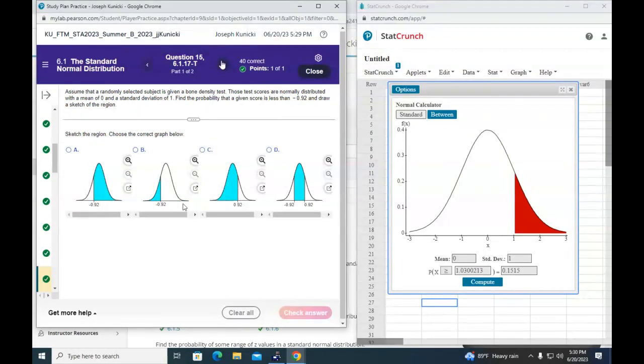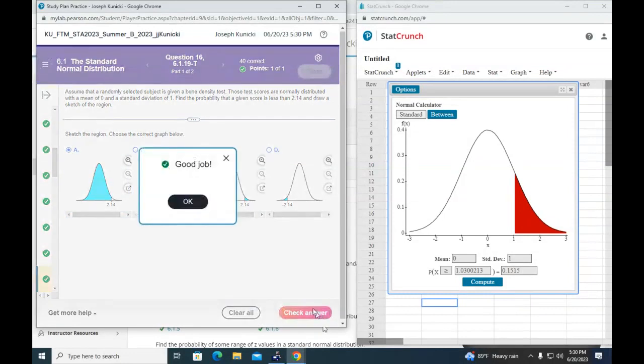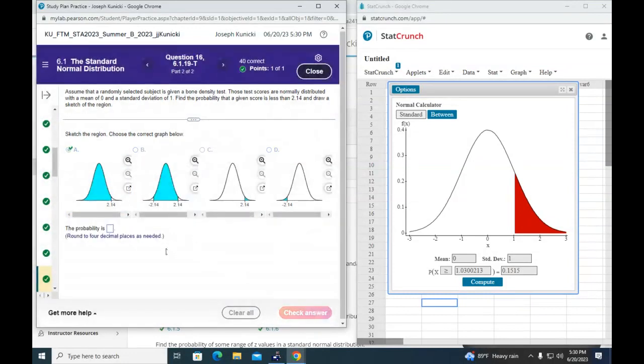Number 19. So which one is it? It says, assume it's 0, 1. Just the first 2 sentences are setting us up that it's 0, 1. It's a standard normal. Find the probability a given score is less than 2.14 and draw the sketch. A. Yep. You agree? I do.